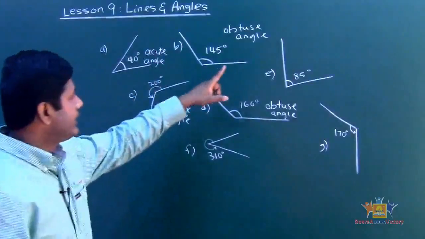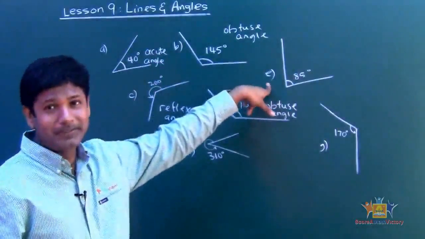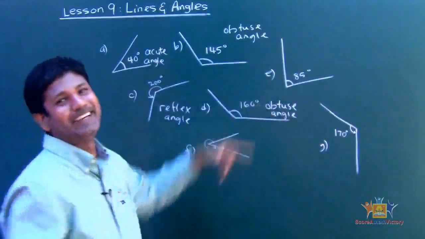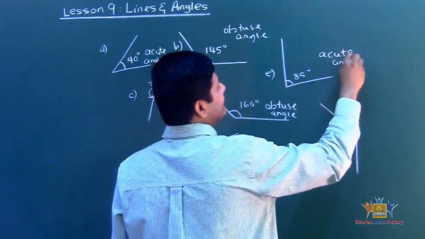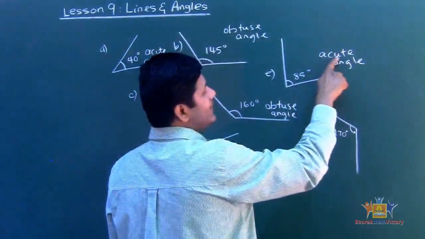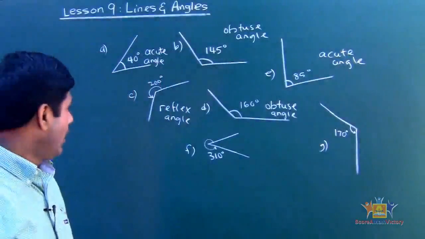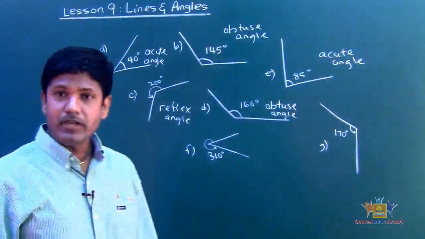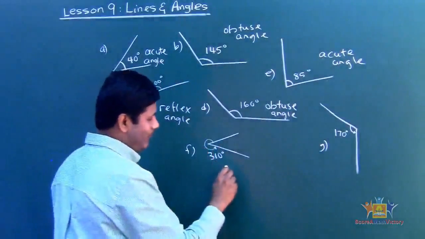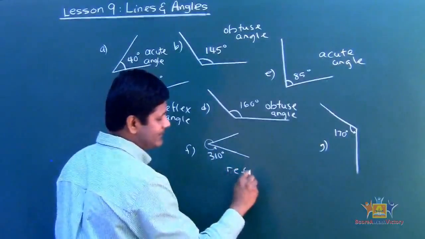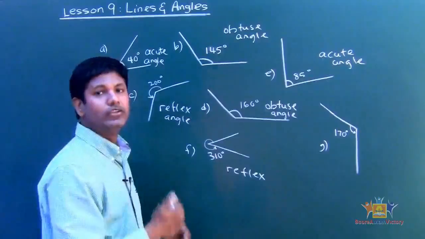How about E? What kind of angle is that? It's so cute because it's less than 90 degrees, so it's an acute angle. Make sure you know the spelling: A-C-U-T-E, acute angle. And what about F? 310 degrees. It's a reflex. That's right, it passes 180 but is below 360.